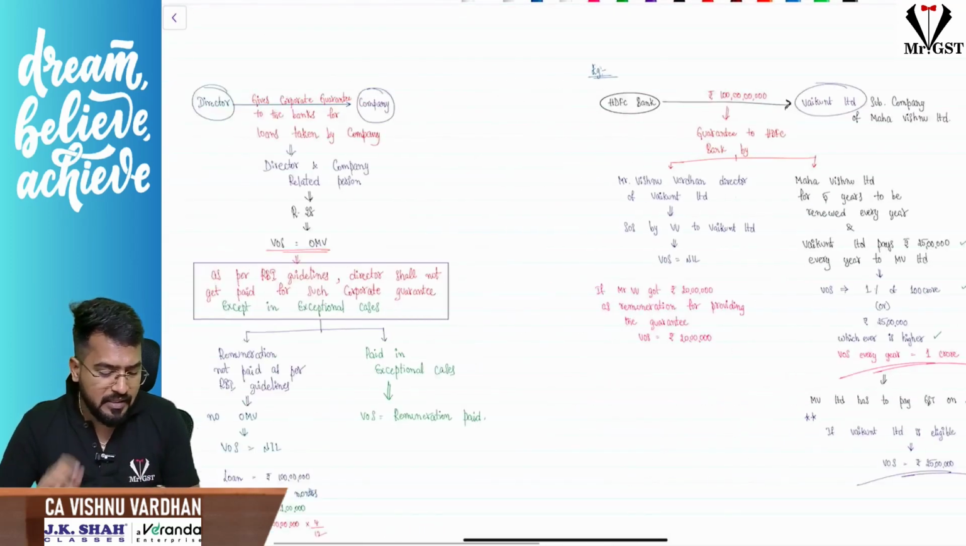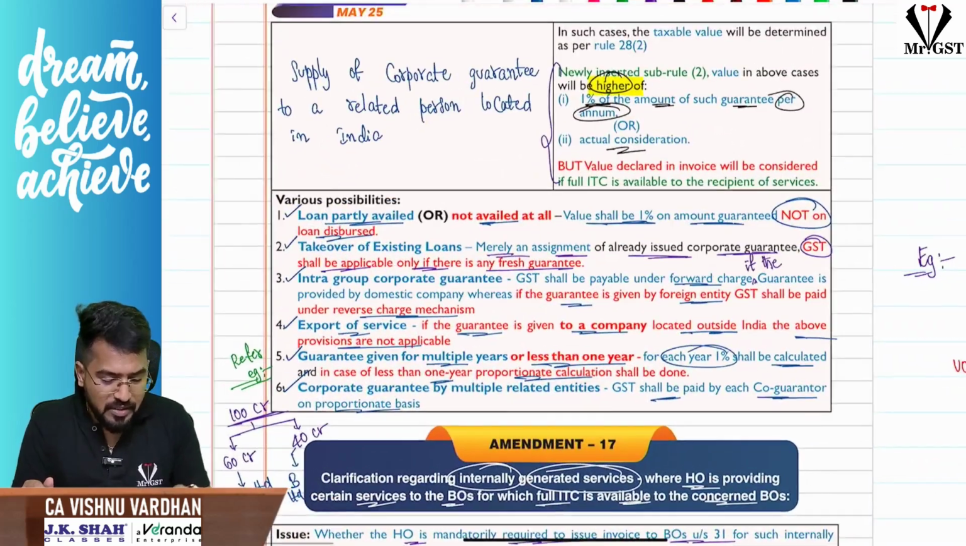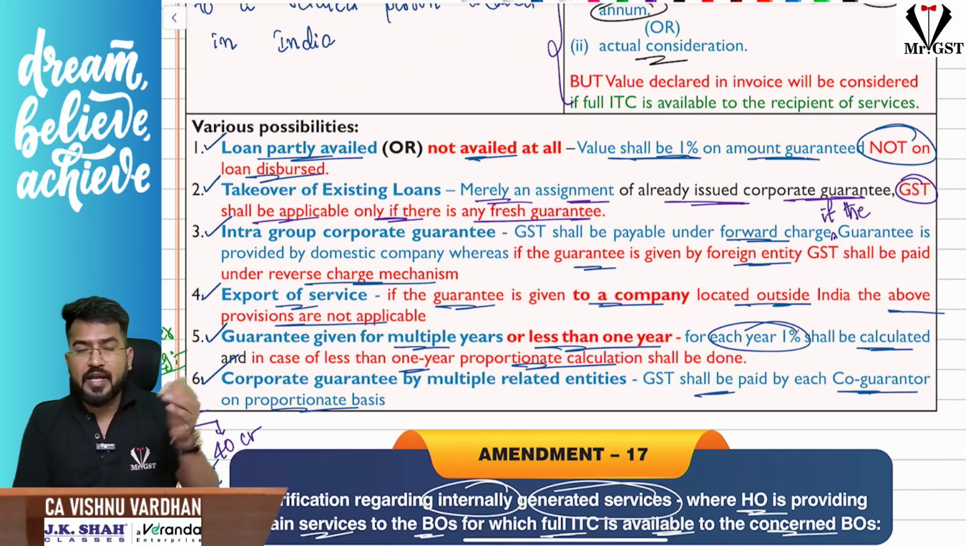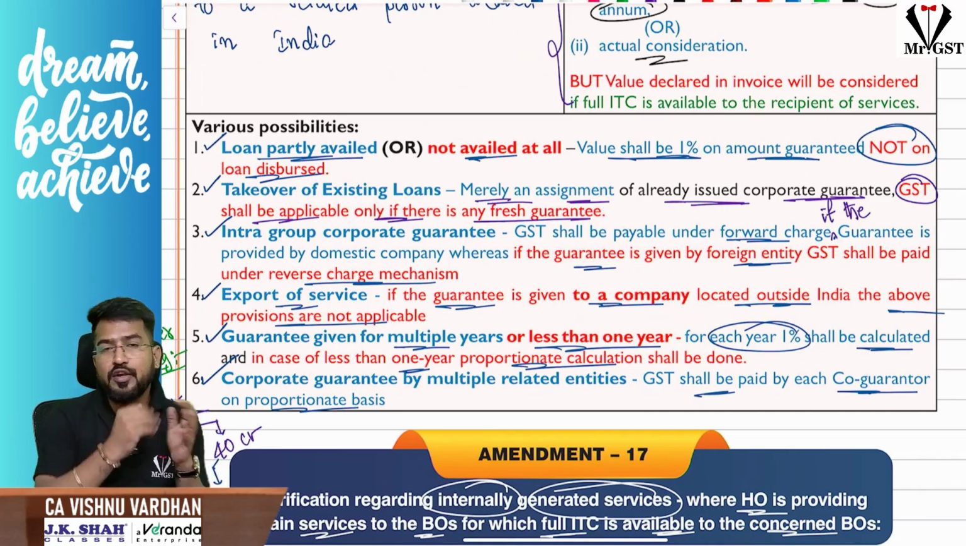Here, there are certain interesting points. Sir, what are those points now? Sir, there are various possibilities if you see. Number one, sir, I gave a guarantee for 100 crores, but they have taken a loan of only 40 crores.